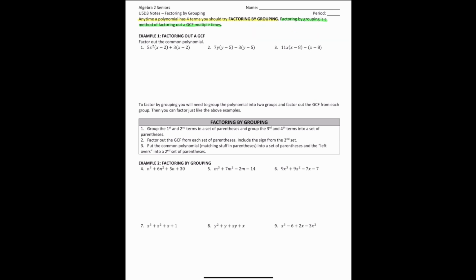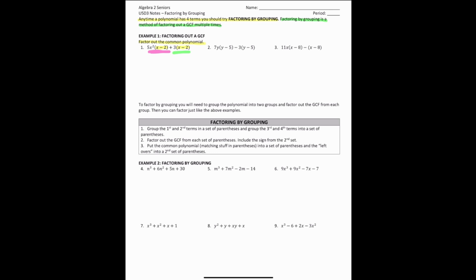Okay? Now, before we factor by grouping, what we need to do is learn how to factor out the common polynomial. So if I look at number 1, I have 5x squared times the quantity of x minus 2 plus 3 times the quantity of x minus 2. So 5x squared times the quantity of x minus 2 would be my first term, and that'll be in pink. And then we have positive 3 times the quantity of x minus 2. That's my second term, and that'll be in green. Now notice that the term in pink and the term in green have the same polynomial, that x minus 2. So that x minus 2 is the GCF.